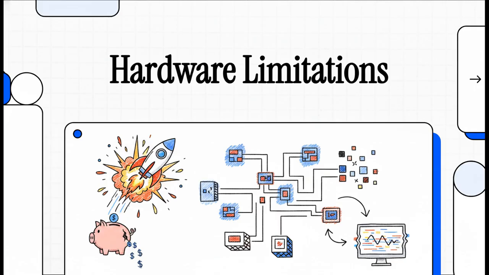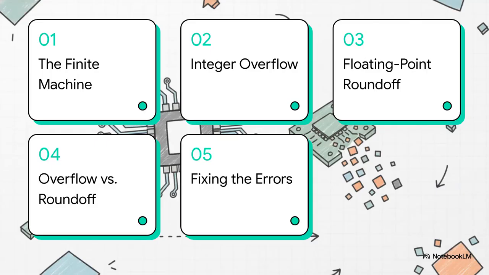Welcome to today's Explainer. We're looking at the invisible constraints hiding deep inside your computer's hardware. These sneaky little limits cause everything from baffling minor calculation glitches to literal real-world disasters. To help us conquer these invisible bugs, here is our roadmap.